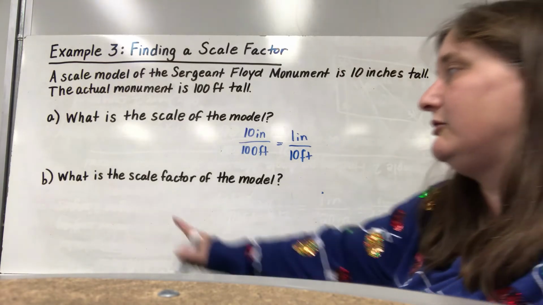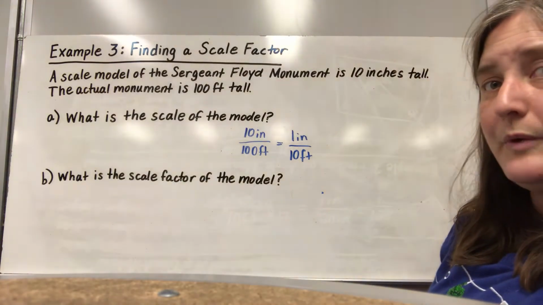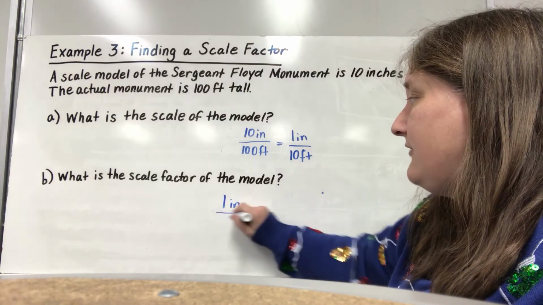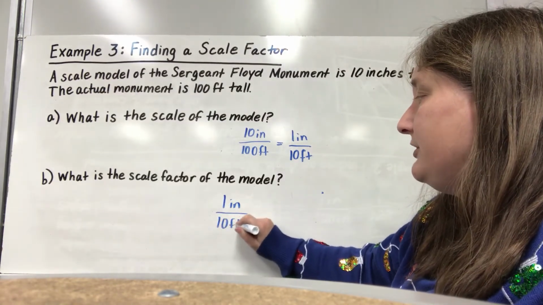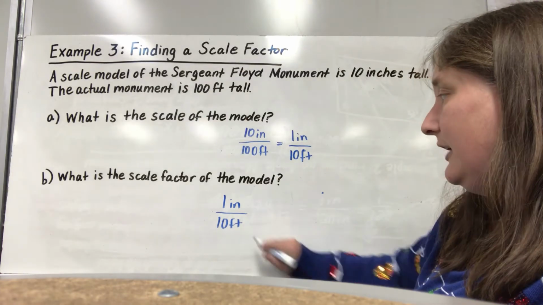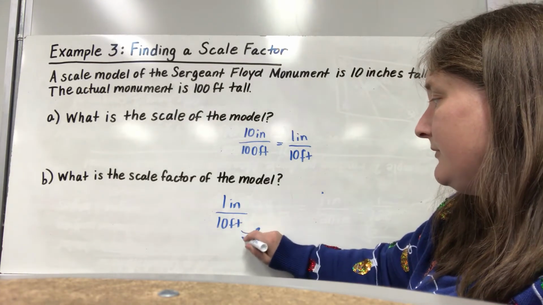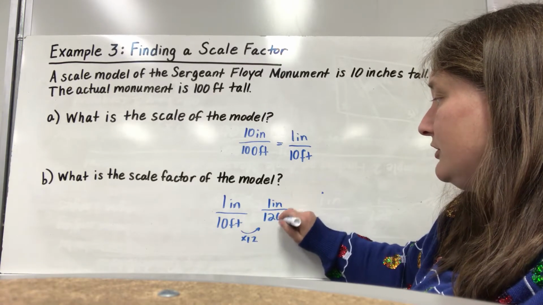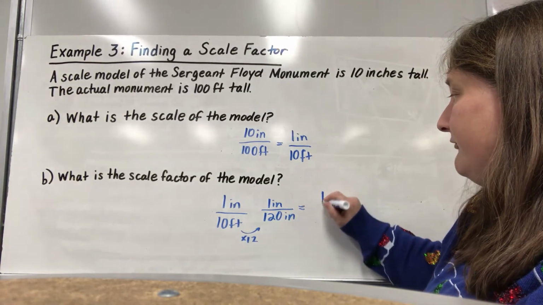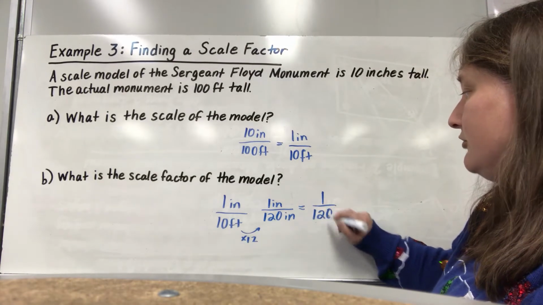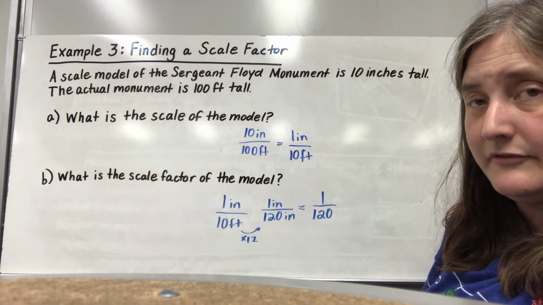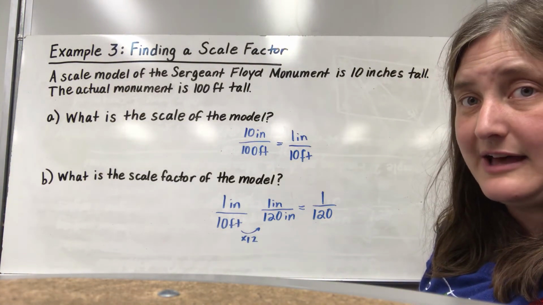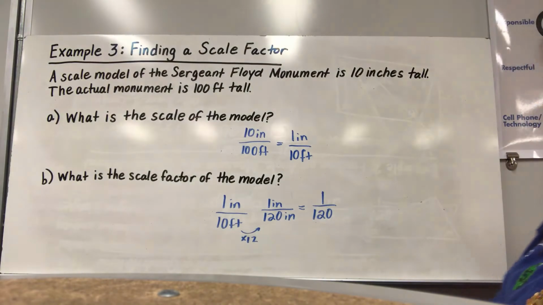Now, if we want to turn this into a scale factor, we need everything to be in the same units. So we've got 1 inch to 10 feet. I'm going to change them both into inches. Since there's 12 inches in a foot, I'll multiply by 12 here. So 1 inch is actually equal to 120 inches. So my scale factor is 1 over 120. The model of this monument is actually 1/120th of the size of the actual monument.